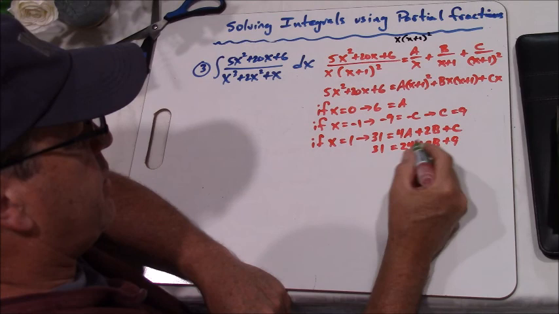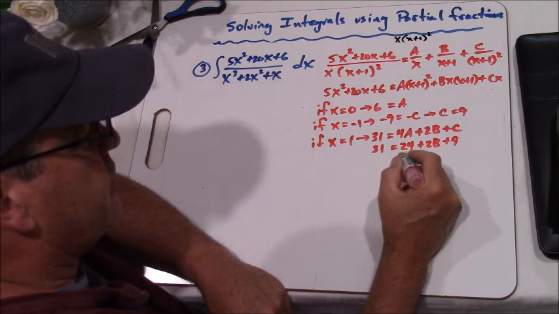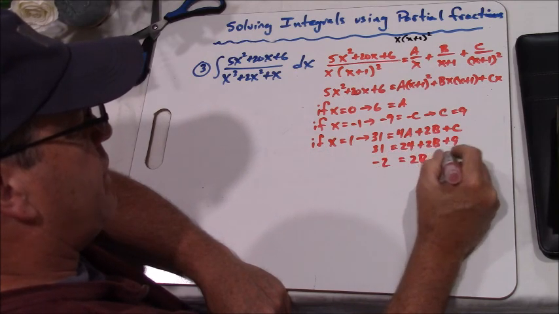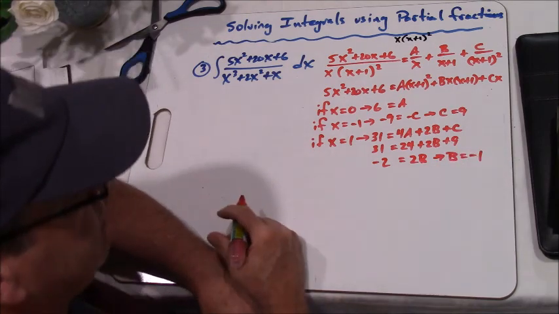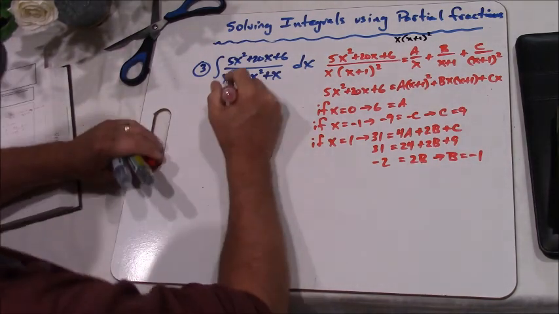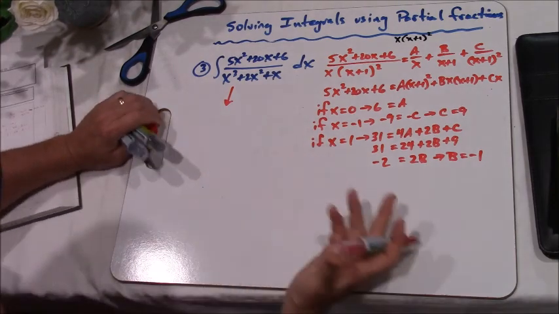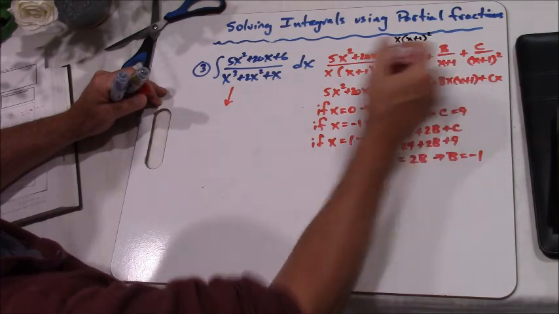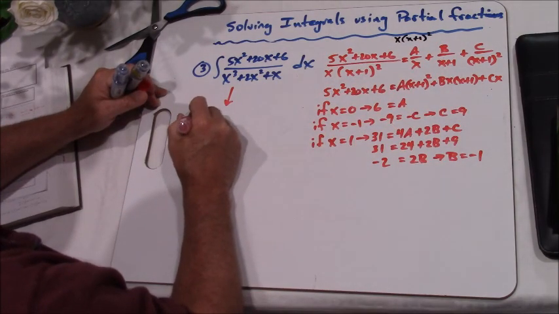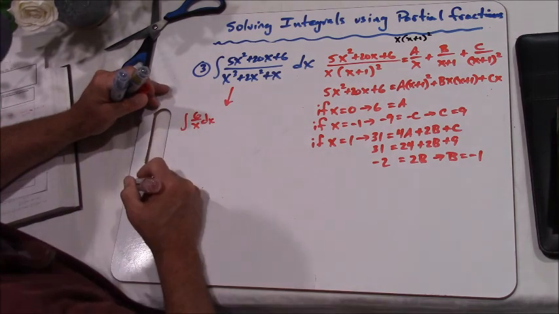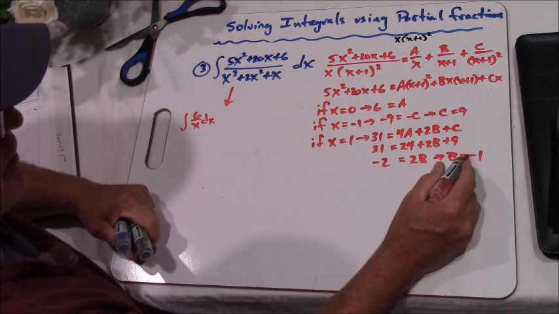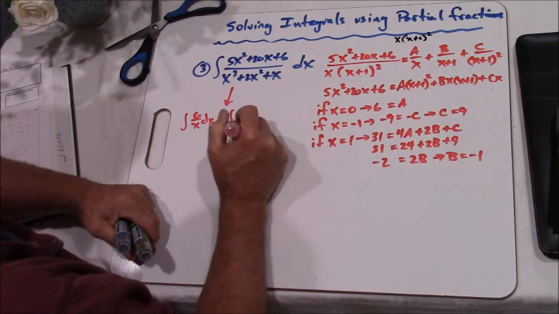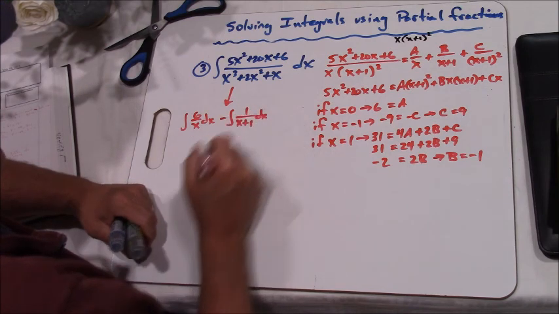So if I add these two together, I would get a positive 33. Move it over and subtract, you get a negative 2 equals 2b. And so that means b equals a negative 1. And so now I got my three fractions. And I'm just going to go ahead and divide this up into three separate integrals here. So my first integral, a is 6, so I've got the integral of 6 over x dx. So for my second fraction, I've got b equals negative 1. So that means minus the integral of 1 over x plus 1 dx.